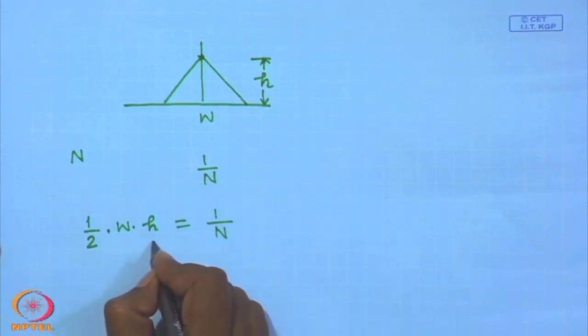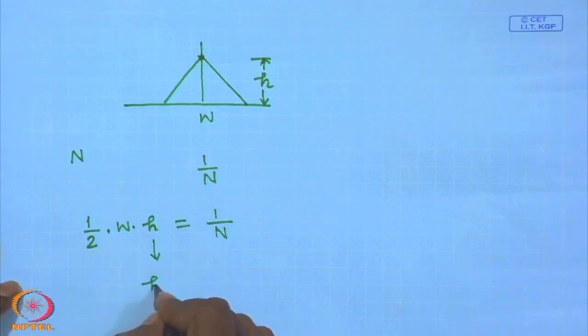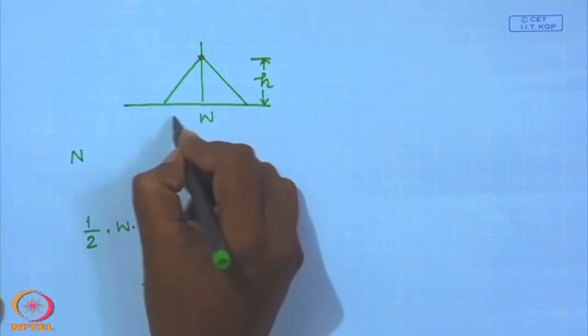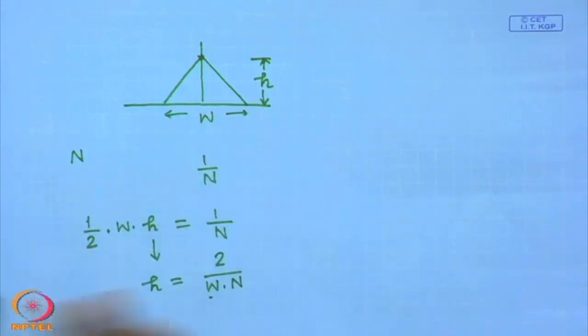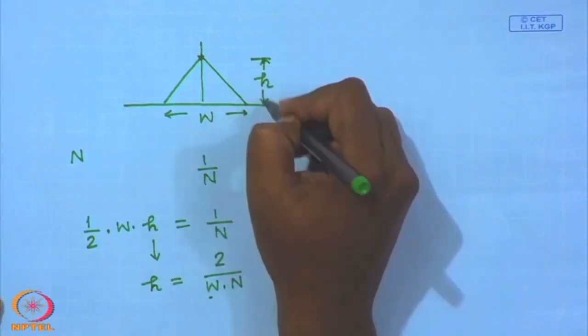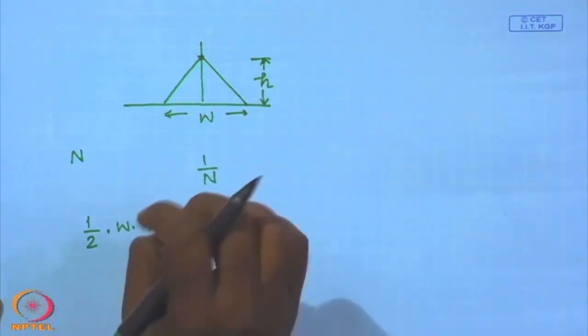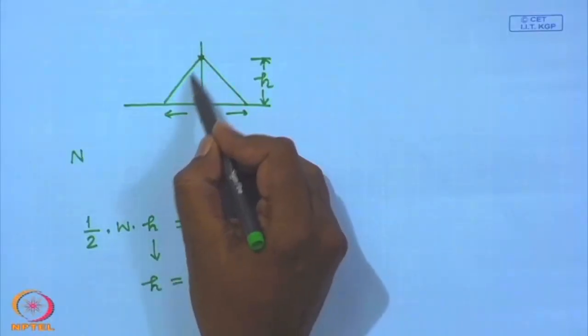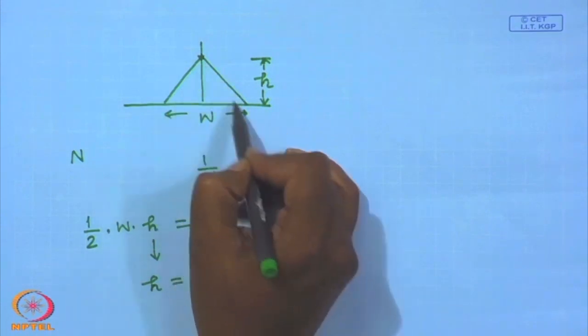So, from here I can compute the height of the triangular window h, which has to be equal to 2 upon w times n, where w is the width of the window or the length of the base of the window, and h is the height of the window. So, every sample represents a probability density function, where this probability density is given by such a triangular probability density having base width w and height h.